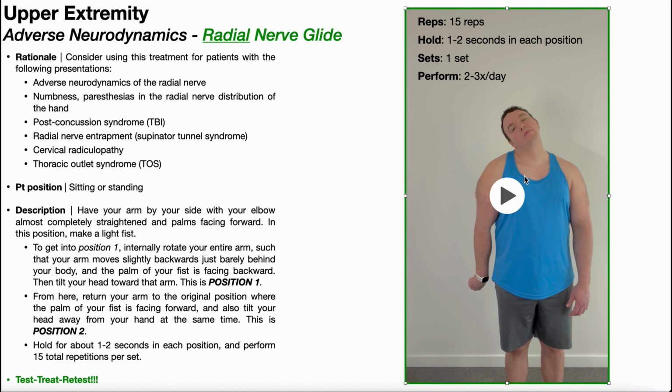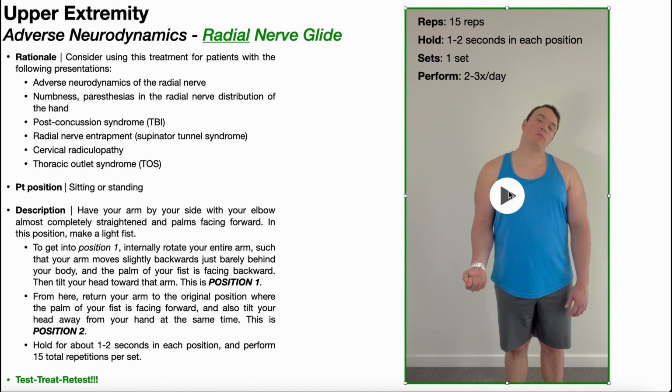This is position one. This is probably the most complicated of all of them to do, so it might take some practice for you as the practitioner also to know how to explain it. So this is position one. Now from here, I'm going to return my arm to the original position where the palm of my fist is facing forward, and I'm also going to tilt my head away from my hand at the same time.